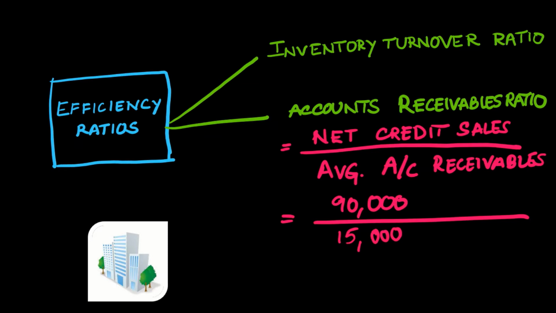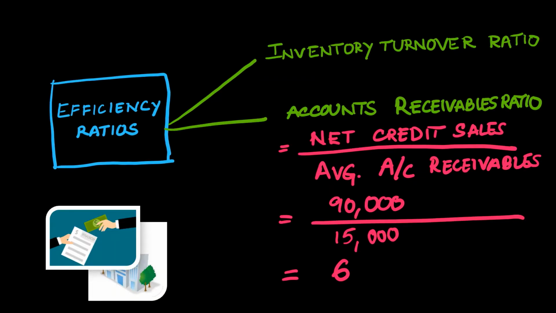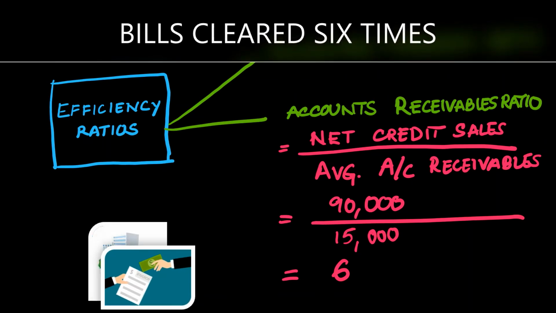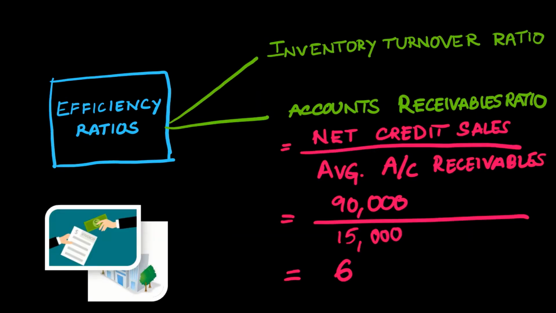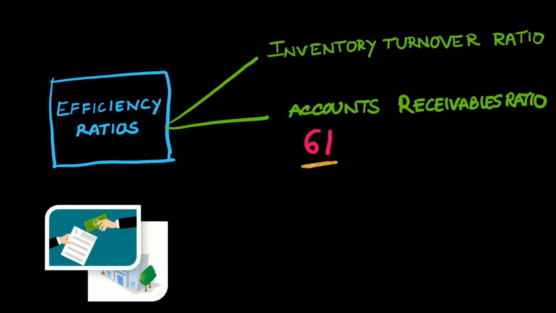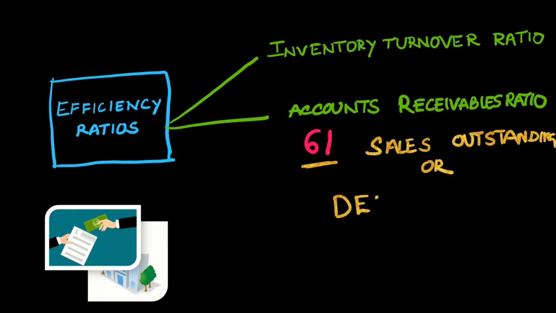The ratio comes to 6, which means for this year the company is able to get its receivable bills paid roughly 6 times. In other words, the business is getting its bills cleared and getting cash every 61 days. 61 days in this example is nothing but days sales outstanding, or what is fondly called as debtor days.